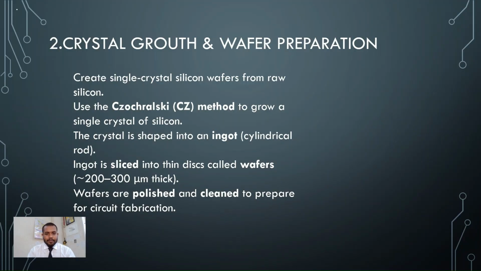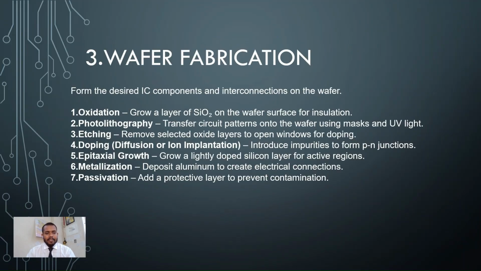Third, wafer fabrication. Form the desired IC components and interconnections on the wafer. First, oxidation. Grow a layer of silicon dioxide on the wafer surface for insulation. Second, photolithography. Transfer circuit pattern onto the wafer using wax and UV light. Third, etching. Remove selected oxide layer to open windows for doping.